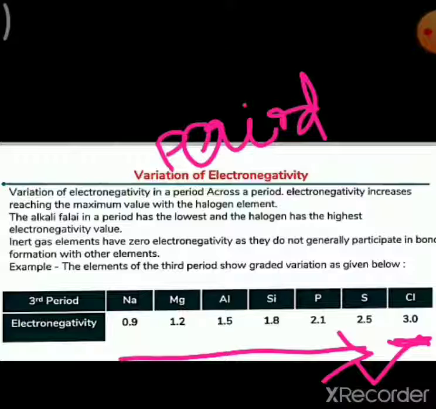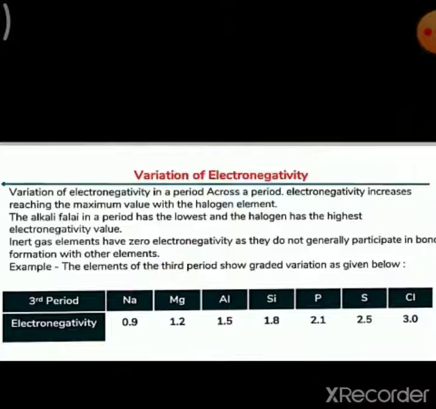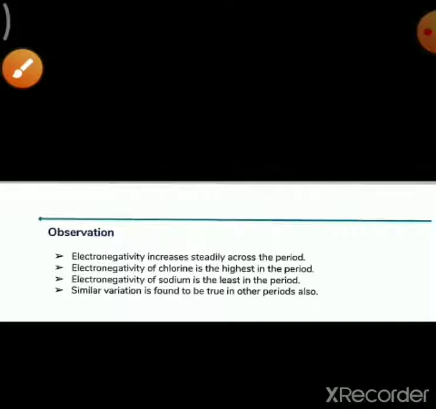The elements of the third period show graded variation as given below. So here you can see this is across a period, the third period. Here sodium has the least electronegativity value and chlorine has the highest electronegativity value. So what we observe across a period is that electronegativity increases steadily across the period. Chlorine has the highest electronegativity value in the third period, and sodium has the least.